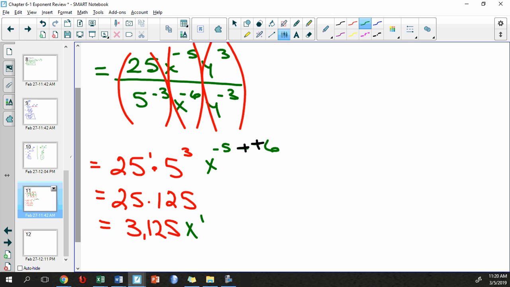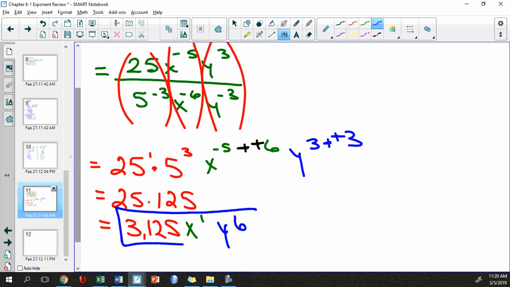Thank you, though. Y cubed divided by y to the negative 3. What do I do? How are these attached? So what am I going to do? I have 3 minus negative 3. A double negative creates a positive to give you y to the 6. So your answer is 3,125 x to the first, y to the 6.